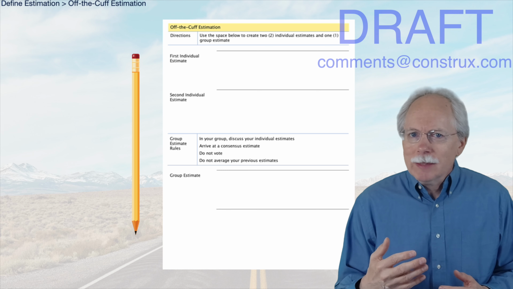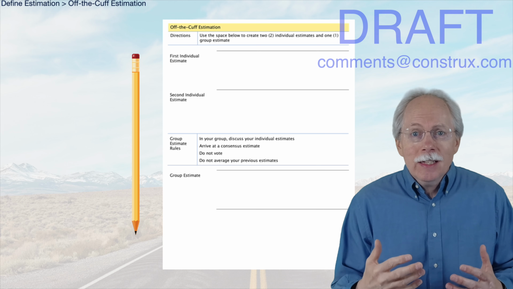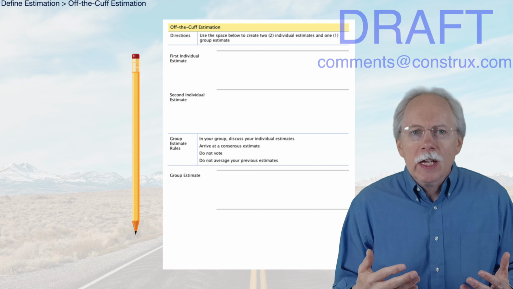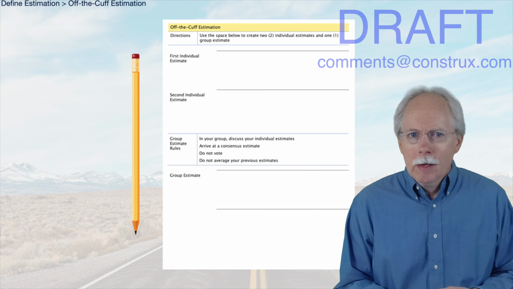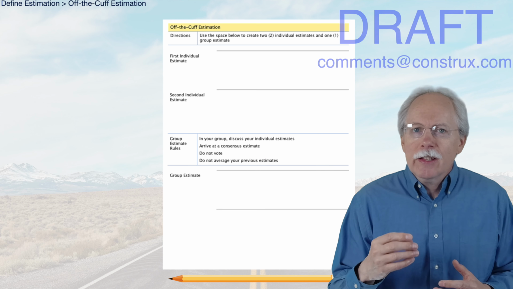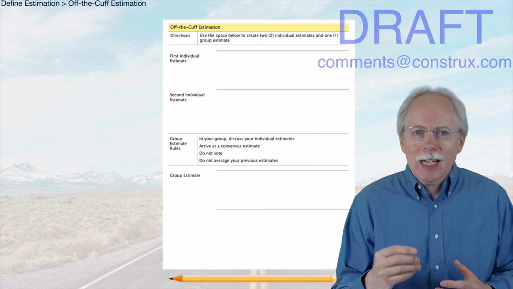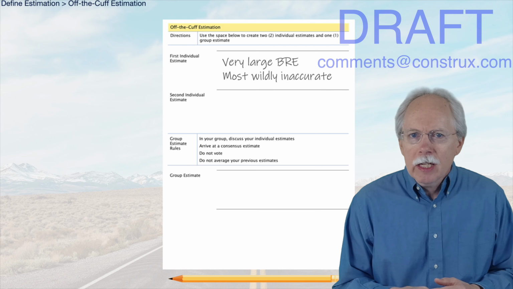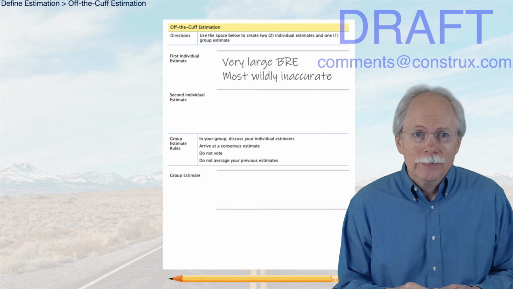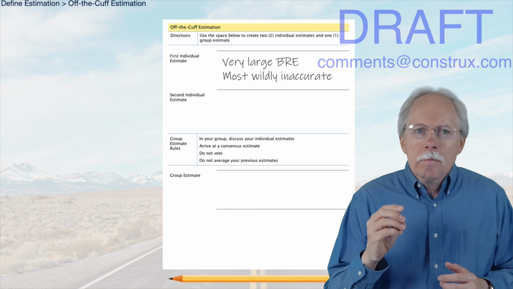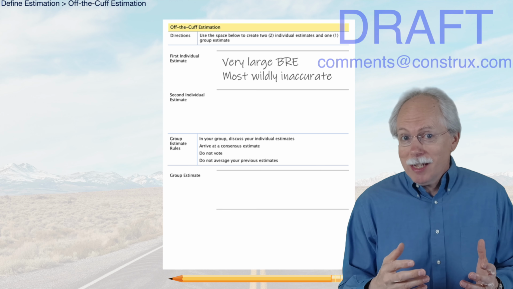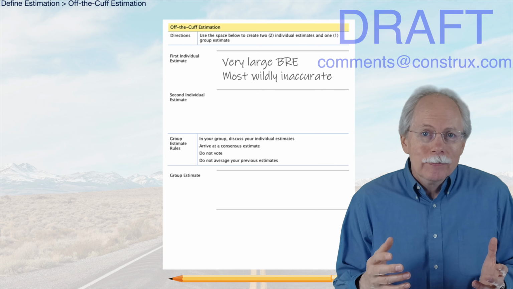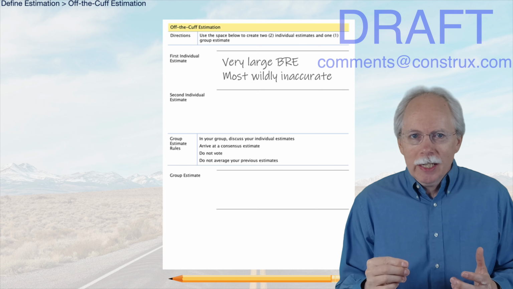There are some rules for the group estimate, as you can see here. They need to create a new estimate, not just an averaging of the previous estimates or a voting of the previous estimates. What we see almost every time is that in their first 15-second individual estimate, we have a very large balanced relative error. If you don't remember BRE, check out the describe estimation error lesson. This really large error is driven mostly by wild guessing, which, not surprisingly, is inaccurate. Many people don't even understand what they're estimating, but they had to put the number down, so they did.